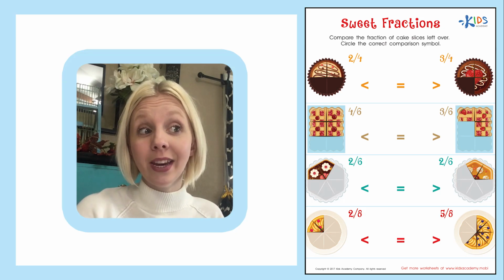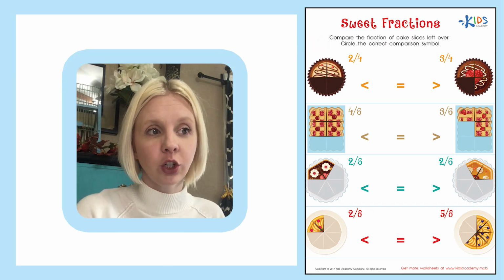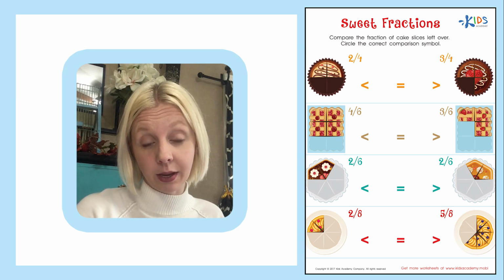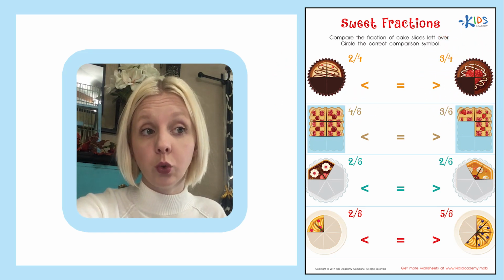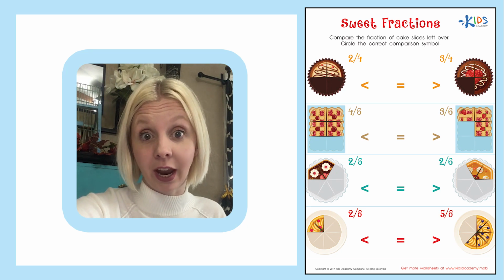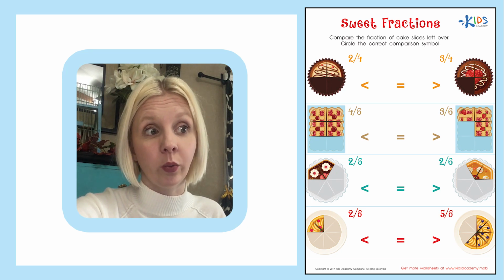We have sweet fractions. Compare the fractions of cake slices left over. Circle the correct comparison symbol. So what we're going to do is take a look at these two different cakes, okay? And we're trying to figure out which one has the most in each cake. I know I really like cake and I want to eat the one with the most.